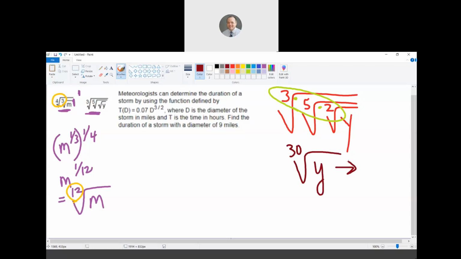And just in case my math lab wants your answer as a rational or fractional exponent, this will be y raised to the 1 over 30 power. Again, if my math lab marks one of these answers wrong, please notify me and I'll give you full credit.